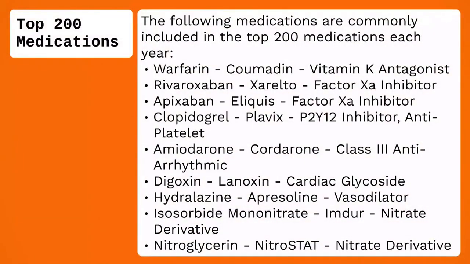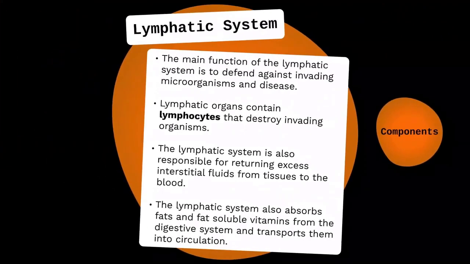And the final page of top 200 medications as it relates to the cardiovascular system. So you can see that we have a ton of medications that work on our heart and our cardiovascular system as a whole. Feel free to pause to go ahead and look at these. Now we're going to move on to our lymphatic system.